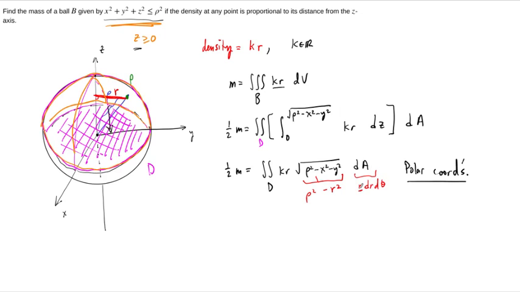Okay, so we get an r here. We have an r from our density. We have this whole term underneath a root. So let's see what happens.